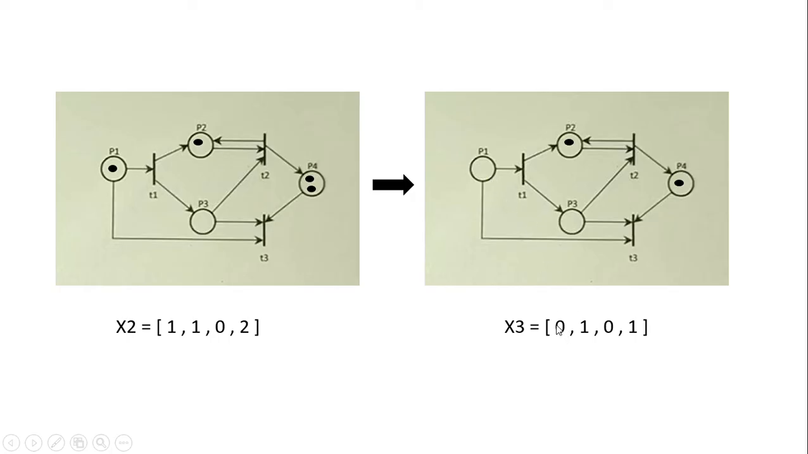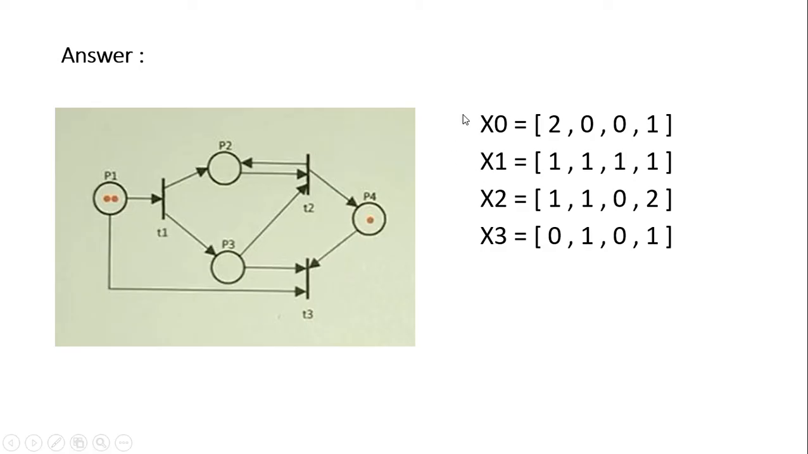So P1 is 0, P2 has one token, P3 has 0 tokens and P4 has 1 token. So the x3 value is 0 for P1, 1 for P2, 0 for P3 and 1 for P4. The x3 value means the transition 3 value. So here is the answer for x0, x1, x2 and x3. So this is the firing for Petri Net. Thank you. Assalamu alaikum.